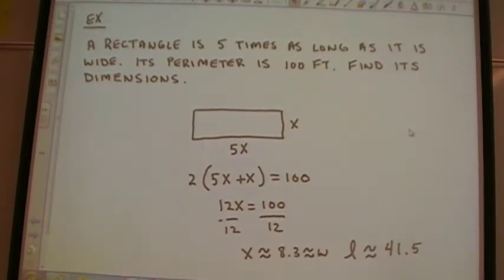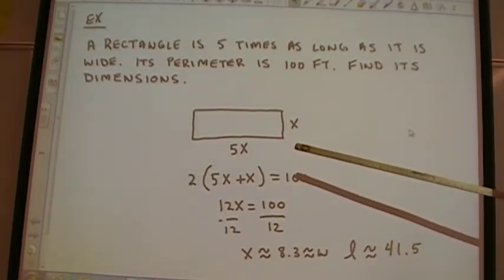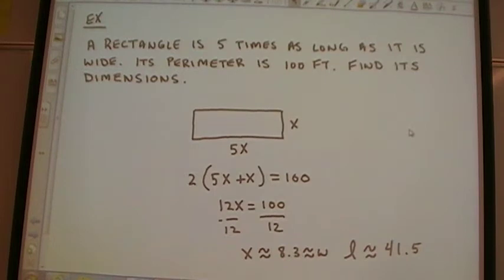Alright, so I started out just drawing a rectangle. Doesn't have to be exact. I put the width to be x and the length to be 5x because it said that the length was 5 times the width. So does everybody understand where I got the two dimensions from, x and 5x?